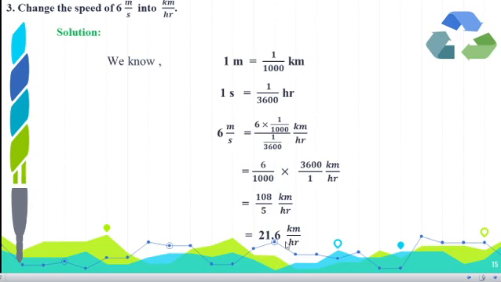Further we divide this value, that is 5 2s are 10, then 5 1s is 5, remaining 3 is there, so 5 6s are 30. So this is the value, 21.6.